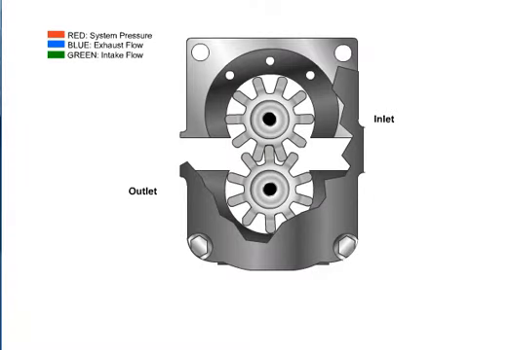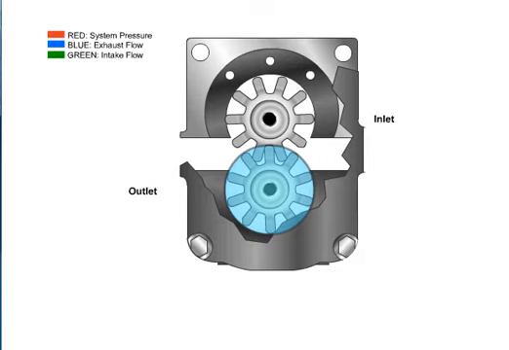Pumps are fluid power components which transform mechanical energy transmitted by a prime mover into fluid power energy. Gear pumps are compact, relatively inexpensive, and have few moving parts. External gear pumps consist of two gears, usually equal in size, that mesh with each other inside a housing.